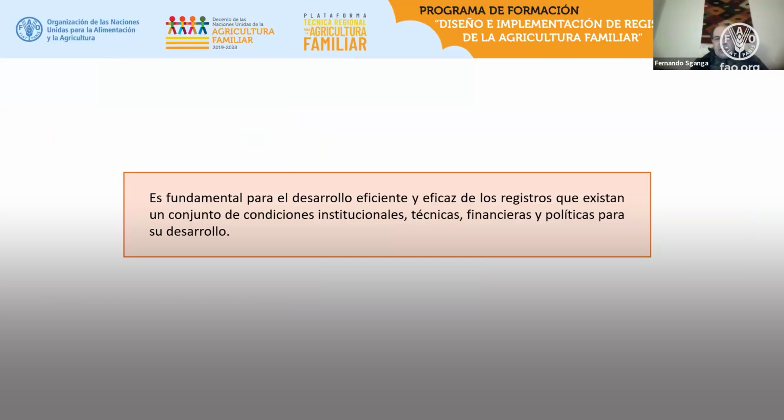And for this, what's essential for the efficient development, from a logistic point of view, of the registry is a set of institutional conditions. We will look at those more closely, but what's important now is to have maybe 5 minutes for Q&A if there are any questions.